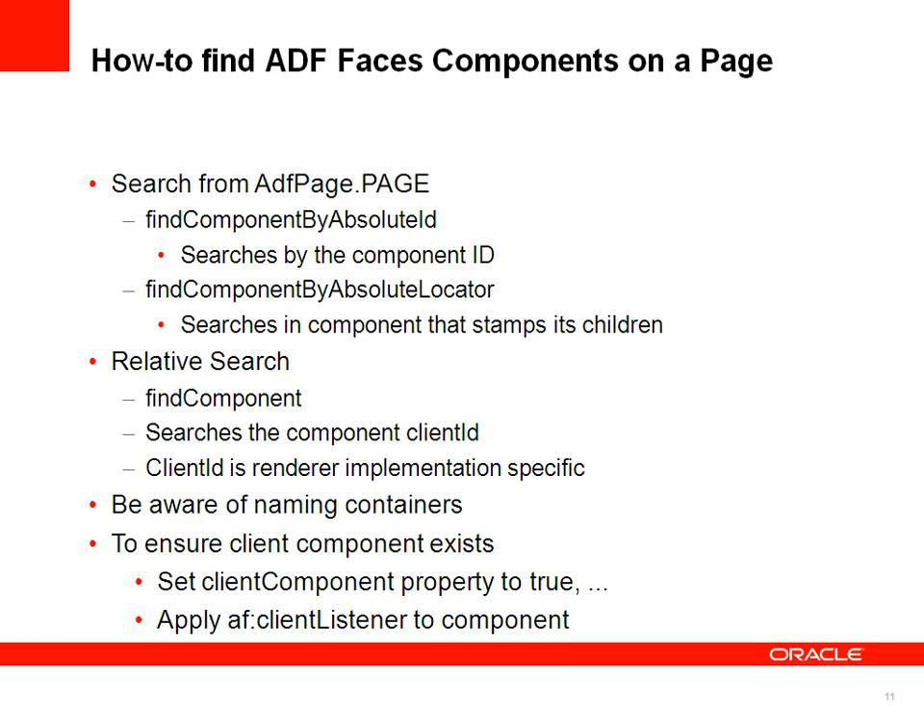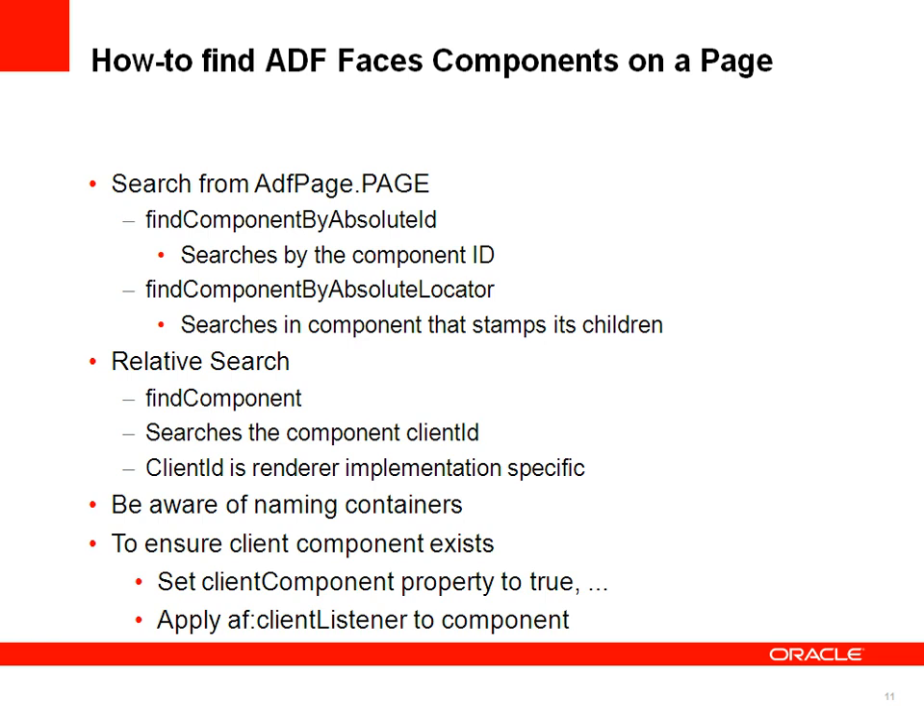Then there is a method called findComponentByAbsoluteLocator. This is the function that you use to find a component that is within a stamped component, like a table. So if you want to find the output text component, which is in the 6th row of a table, then you use findComponentByAbsoluteLocator.